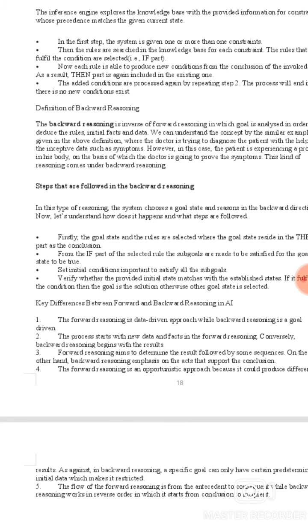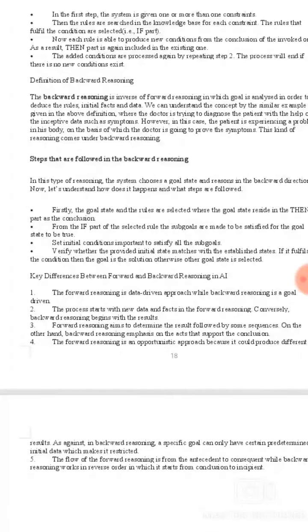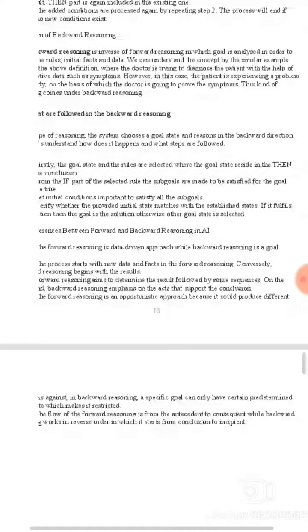From the if part of the selected rule, the subgoals are made to be satisfied for the goal state to be true. Set initial condition, important to satisfy all the subgoals. Verify whether the provided initial state matches with the established state.